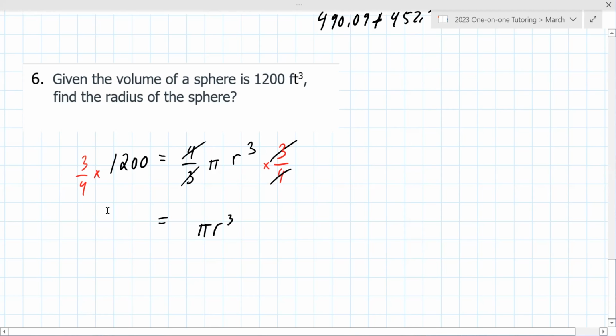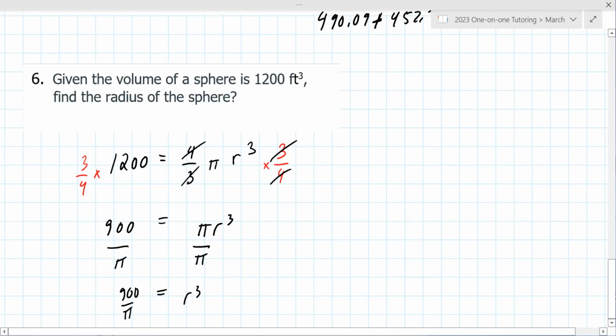Now it's your choice if you want to do the calculation as you go. This one works out nicely where you can do that, ends up being 900, but it doesn't always work out nice. Just keep that in mind. Then you divide both sides by pi. This one does not work out nice. You might hold off on doing that calculation.